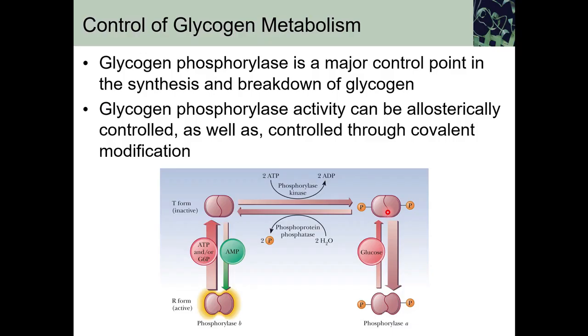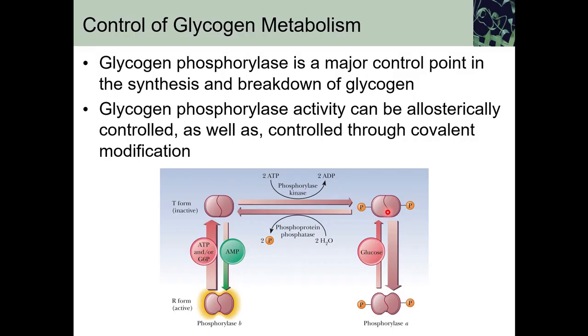By the way, one of the primary functions of the liver is the maintenance of blood glucose level, and it maintains blood glucose level through glycogenolysis as well as gluconeogenesis. We're going to study gluconeogenesis later. For now, I want you to focus on glycogenolysis.